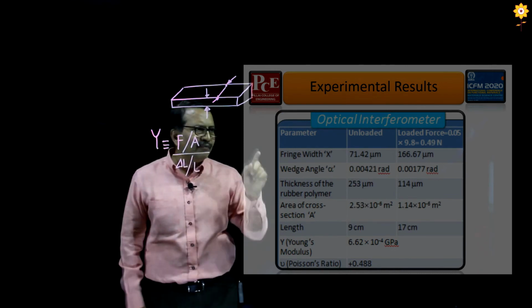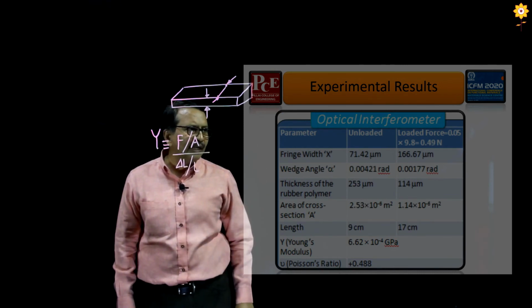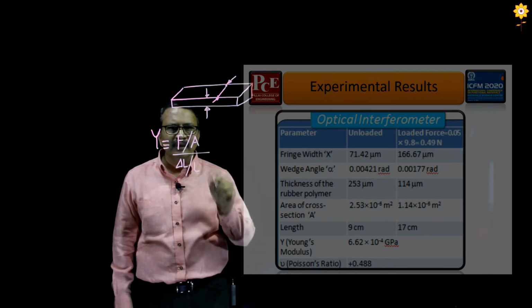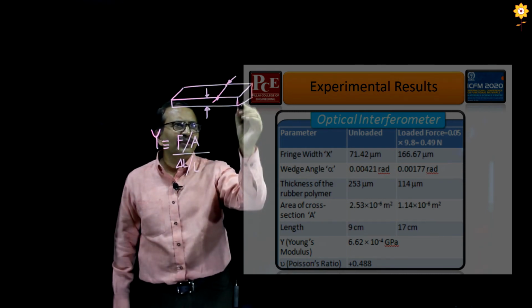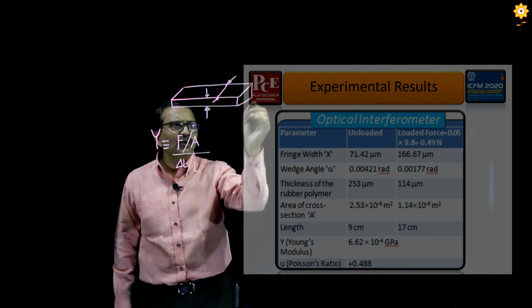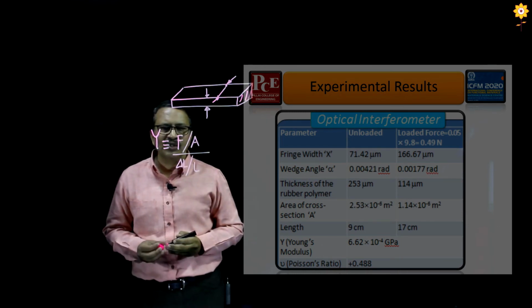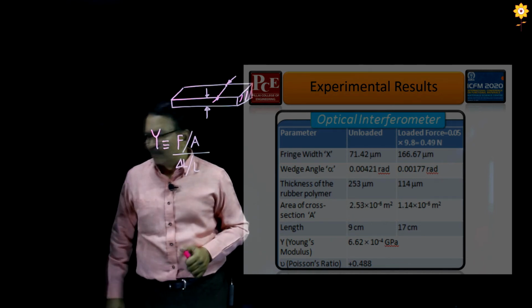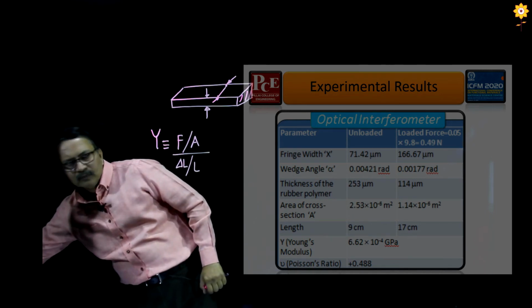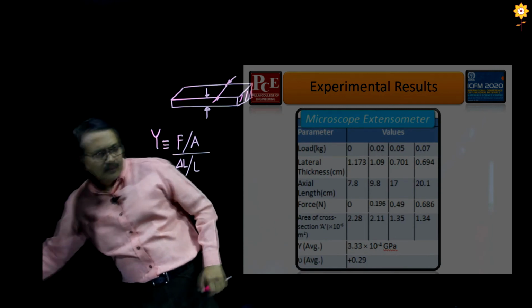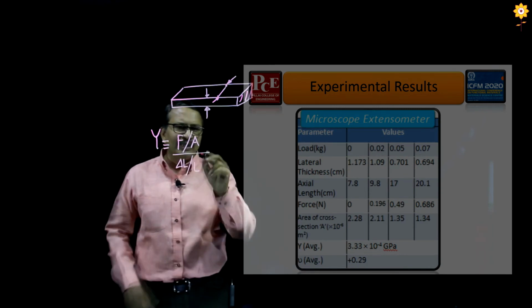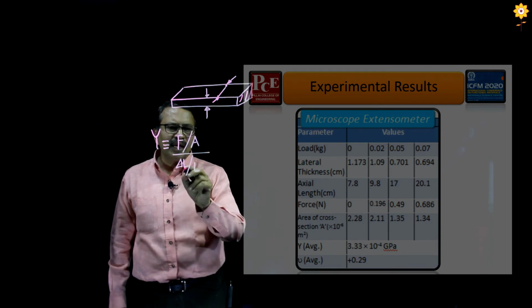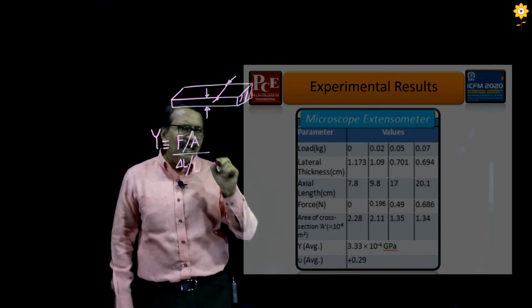So one can say that we took the average of 253 micron and 114 micron. That is the value that we actually took for the thickness, because I need to know this in order to find the cross-sectional area to which the force is being subjected. So with the help of these values, I know delta L upon L.